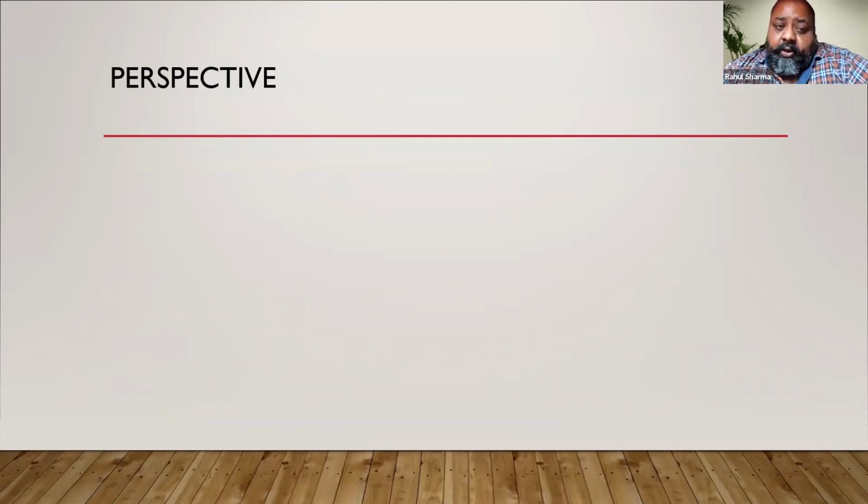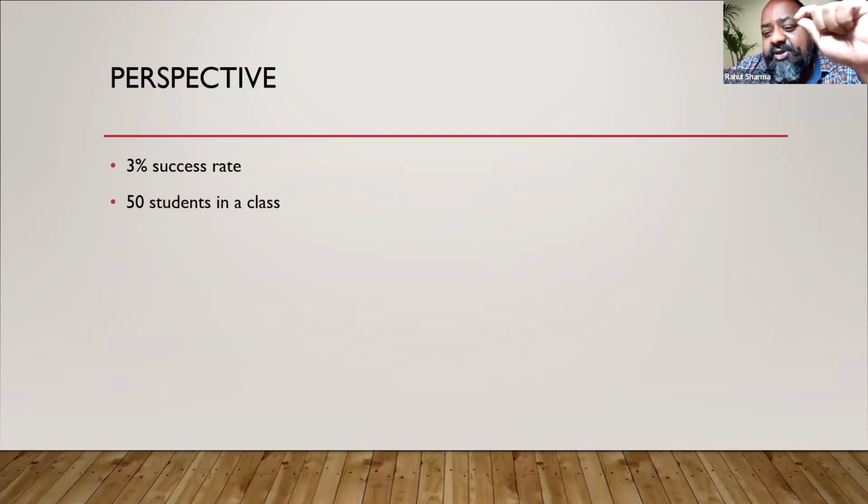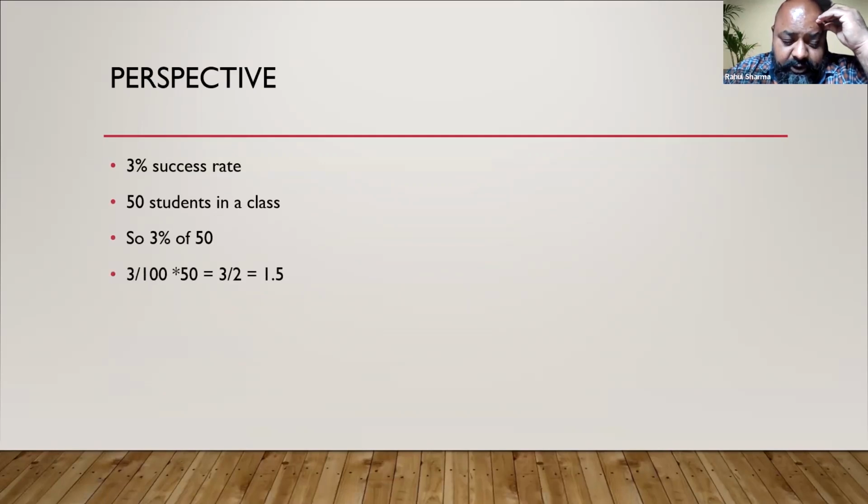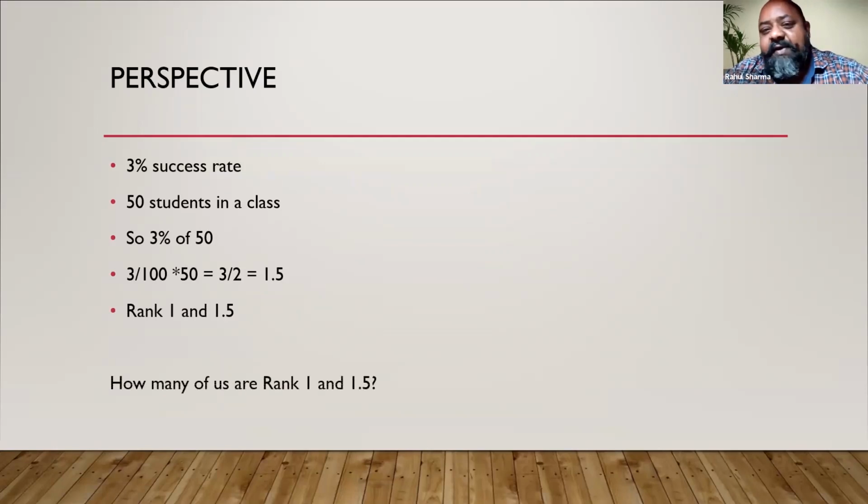All right. अब देखो, suppose you are a student and you are in graduation. Typically a class would have about 50 odd students. Now imagine your entire class sitting for the CAT exam. 3% students will make it to the top colleges. 3% of 50 is 3 upon 100 into 50, which is 1.5. So Aryaman, my question is, are you a rank 1 or 1.5?